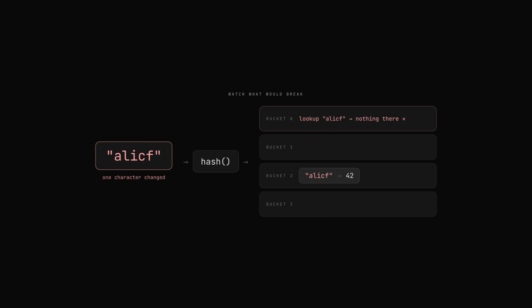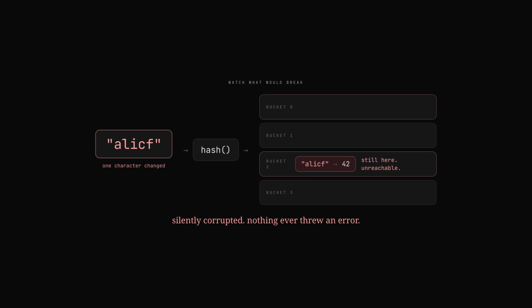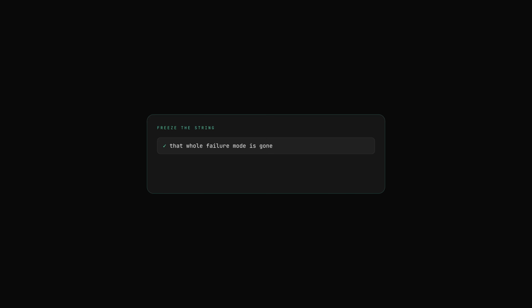Look up Alice F, you hash to a different bucket. Nothing there. Look up Alice, right bucket, but the stored key no longer matches. The entry still exists, and no key on earth can reach it. The dict is silently corrupted, and nothing ever threw an error. Freeze the string, and that whole failure mode is gone.